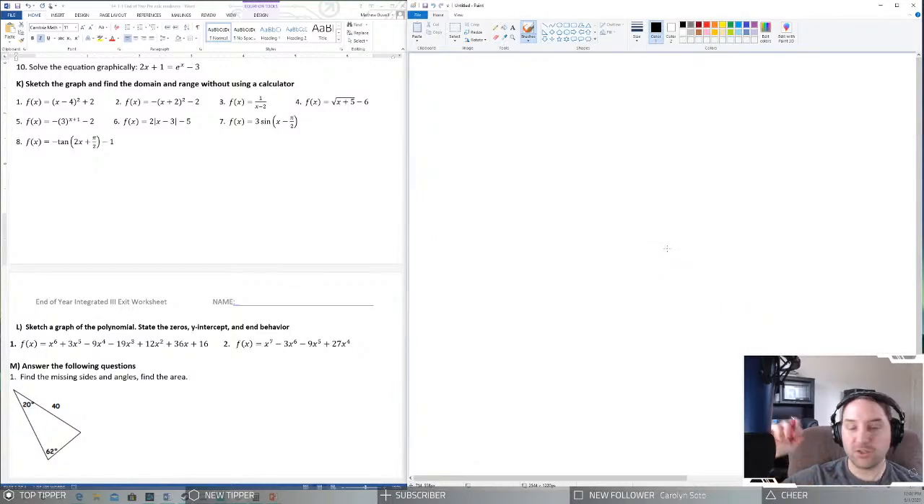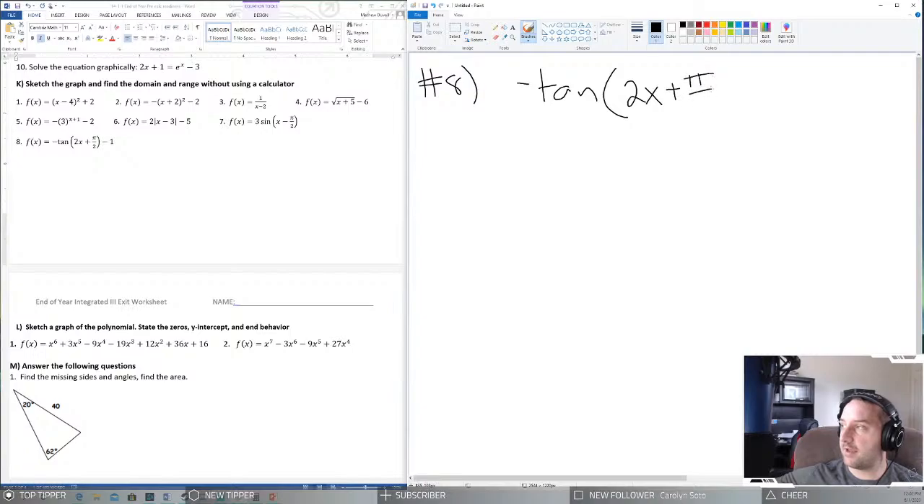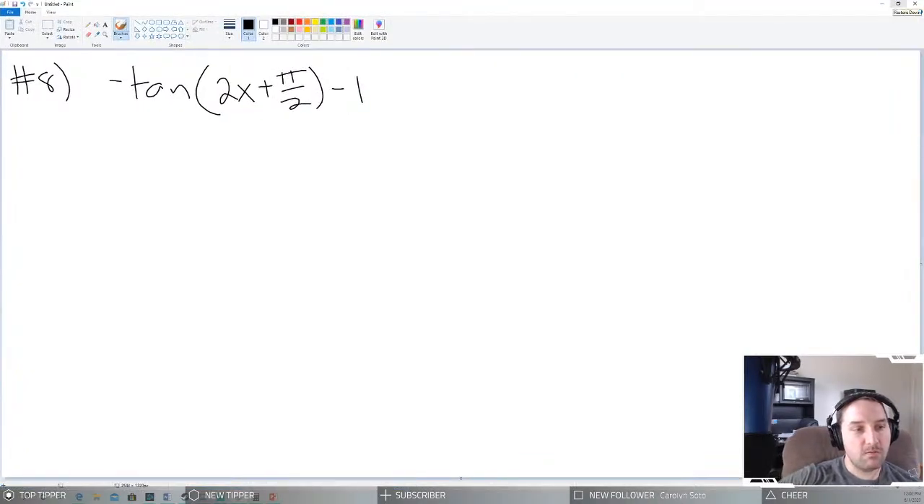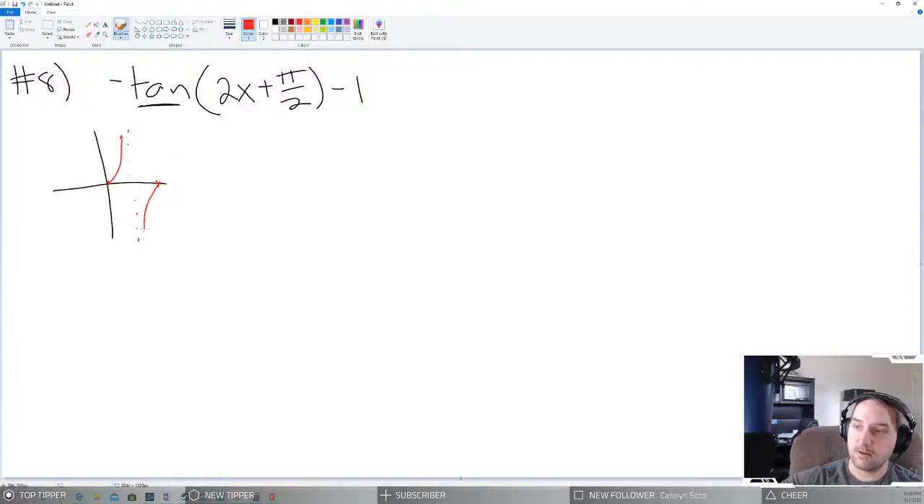So graphing trig functions. On number 8, we'll unpack it. I have negative tangent of 2x plus pi halves, minus 1. Now there's a few things we have to pay attention to. The first is that it's tangent, so I need to think to myself: parent graph, dot, asymptote, dot, and then that's the shape. That's what it's going to look like.